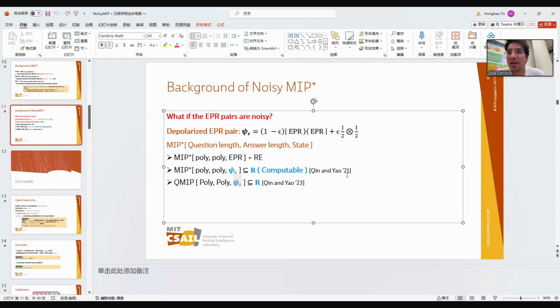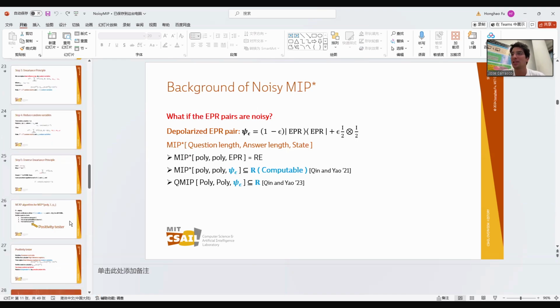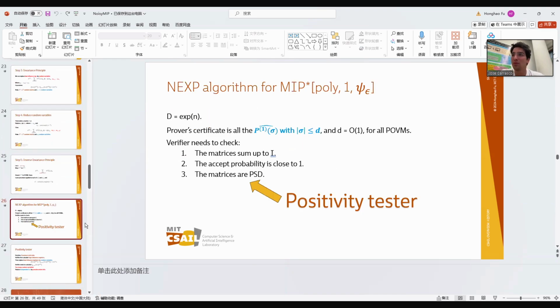I may have an unrelated question. Yes, so your positivity tester, can it be of independent interest? Have you thought about other applications? Because sometimes, when you don't want to do full tomography, you just get some partial information, and then you are not sure if this matrix is positive or not. So have you thought about applications of this subroutine?